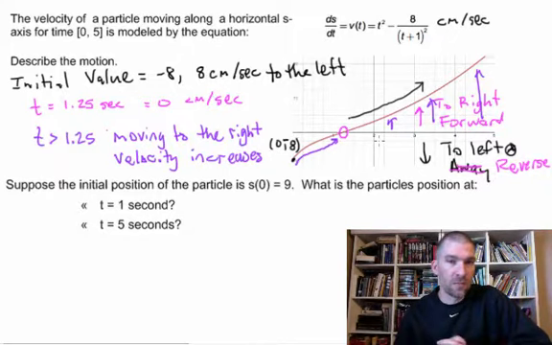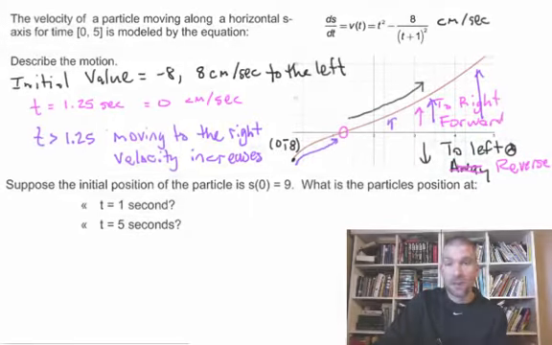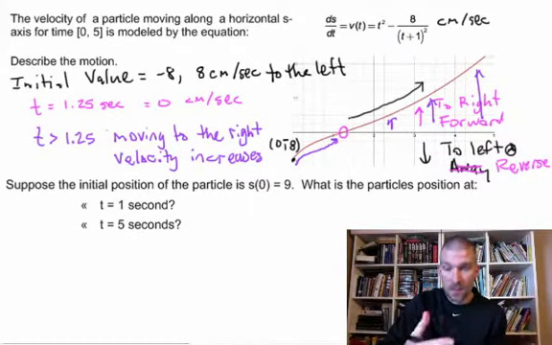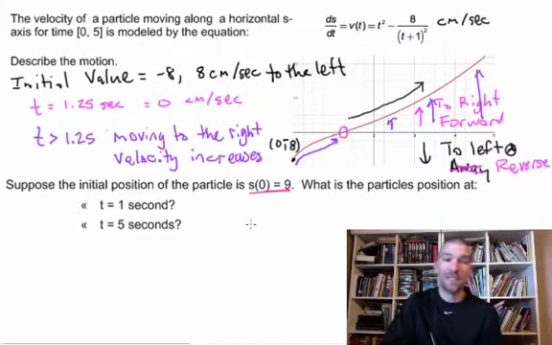We've talked about this a little bit before. We're going to talk about it in a lot more detail in the next lesson. Okay, so let's investigate this particle from this first example. So we've got this equation, t squared minus 8 over t plus 1 squared, and we go, hey, suppose the initial position of the particle is 9, all right? So what is the particle's position after 1 second and after 5 seconds?